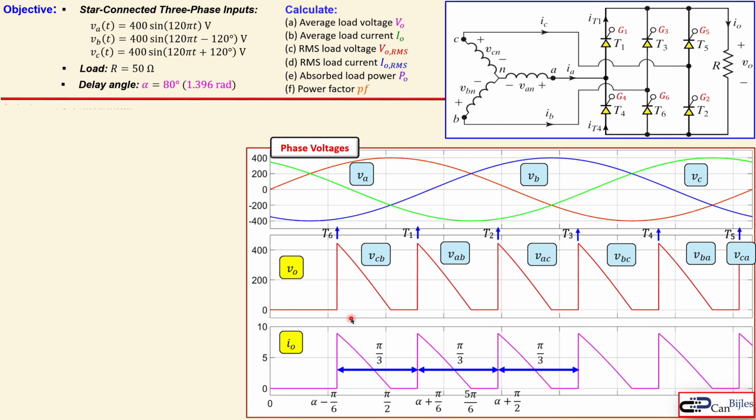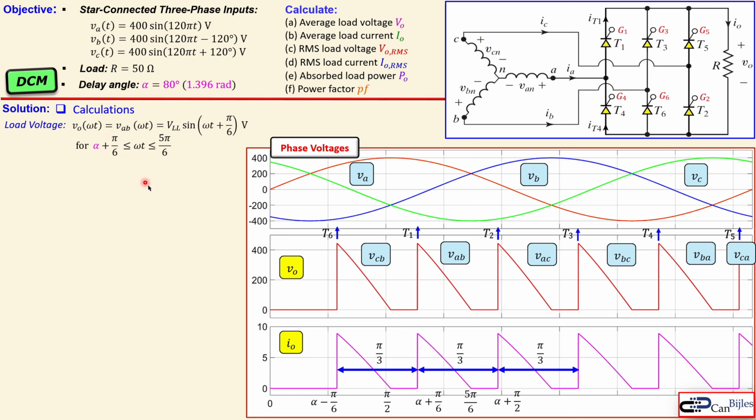Okay. Let's now look at our calculations. We again have our DCM, that's already set. So the load voltage will be used between this and that moment, which is shown here. And that is valid for alpha plus pi over 6, so the alpha in this case is 80 degrees, up to 5 pi over 6. That's the region. And we also have the line to line voltage, which is square root of 3 times VM, in this case 693 volts.